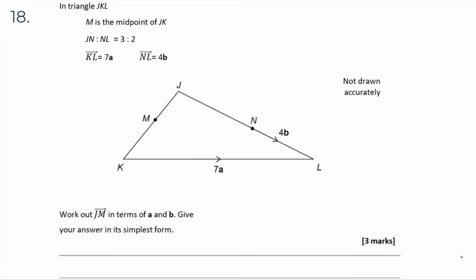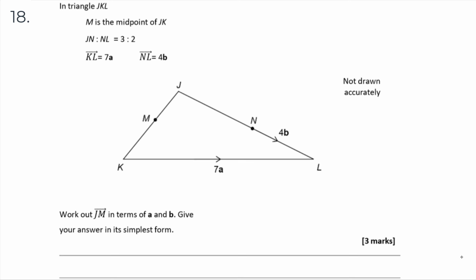In triangle JKL, M is the midpoint of JK. JN to NL is in the ratio of 3 to 2. And we're told that the vector KL is 7a and the vector N to L is 4b. Okay, work out the vector J to M in terms of a, b, give your answer in its simplest form.